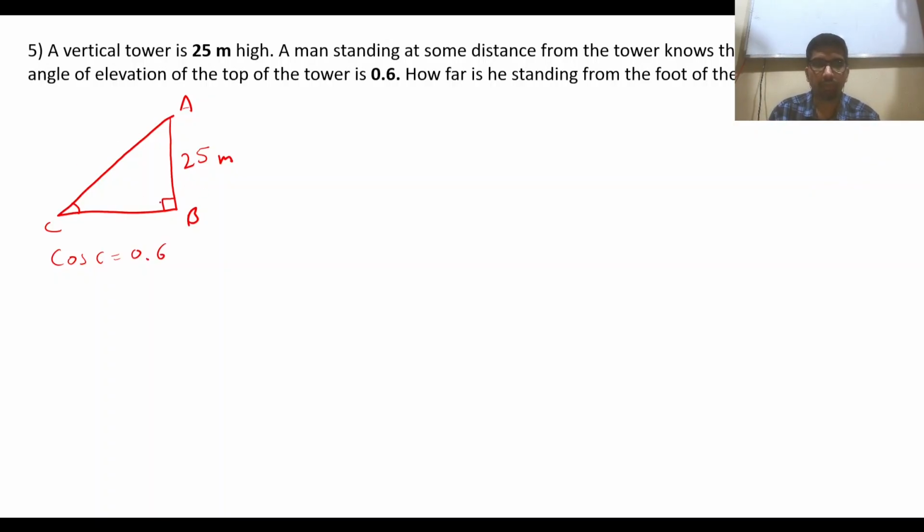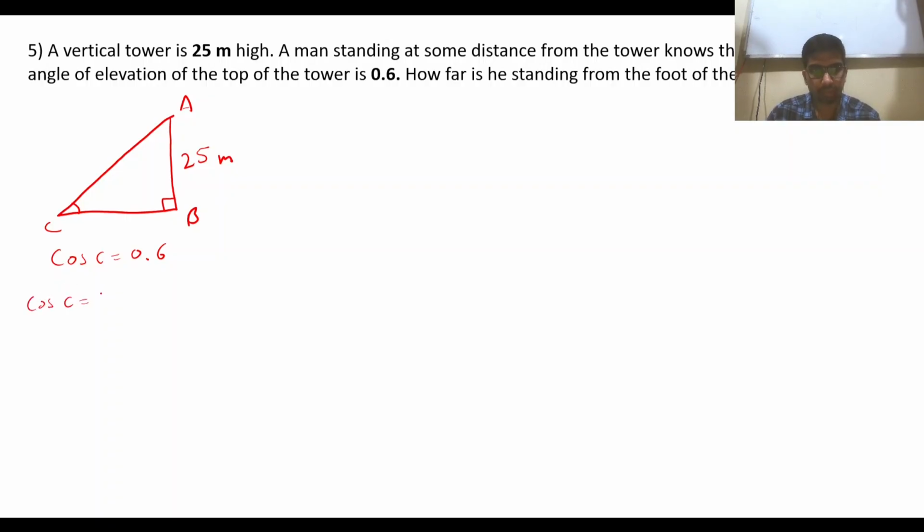They're asking, find how far the man is standing away from the foot of the tower. BC is how much? BC कितना है? So let's apply trigonometry, ठीक है। यहाँ पे पाइथागोरस थ्योरम will come, so let's do it, ठीक है। cos theta, what is cos? Adjacent side upon hypotenuse.